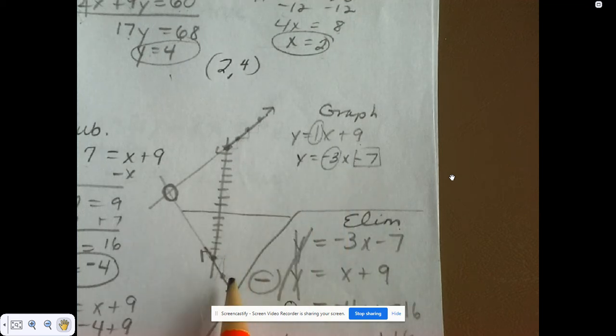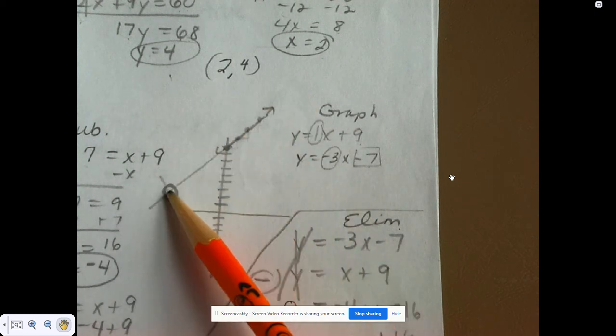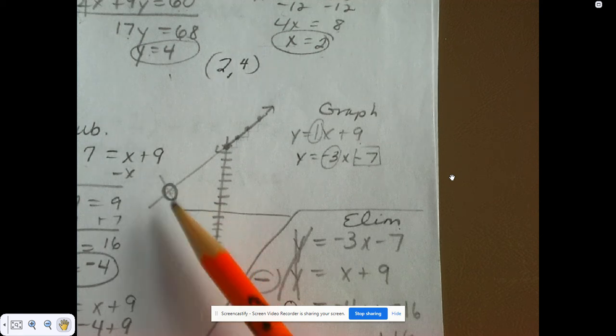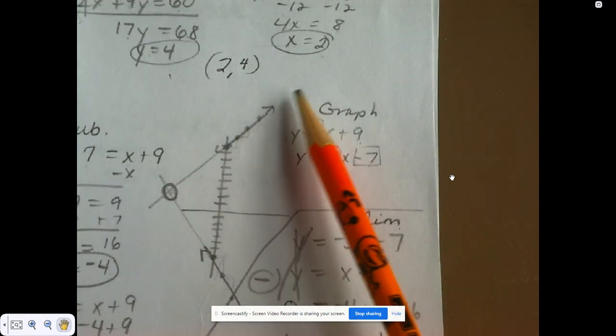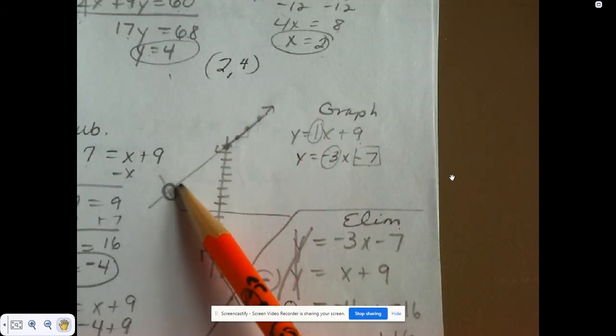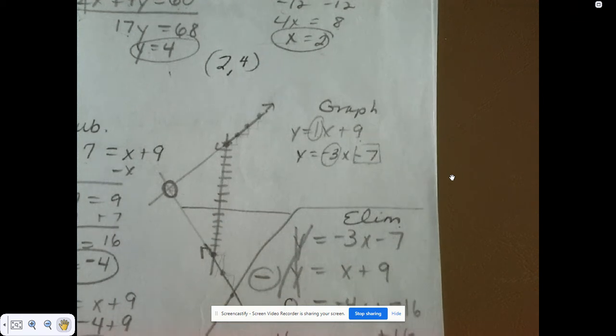The hard part about this one is you really do need graph paper instead of sketching it because I'm not quite sure where that line of intersection point is. It does look like it is negative 4 and 5, but I'm not certain because I sketched it. So that's a little harder to do unless you have actual graph paper. But that would definitely be a method if you had the graph paper.